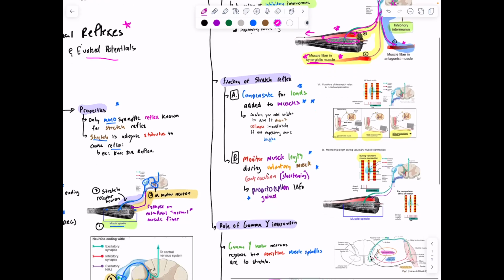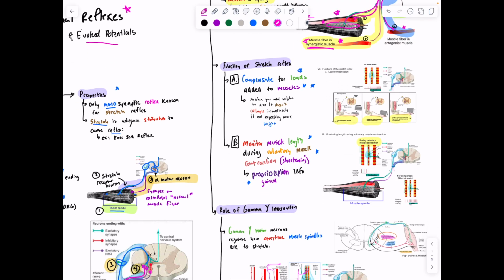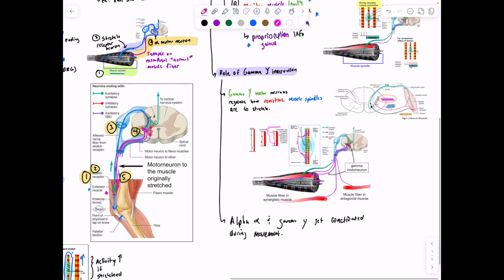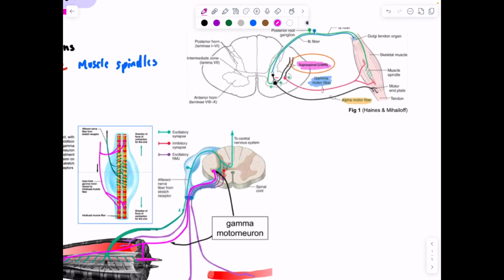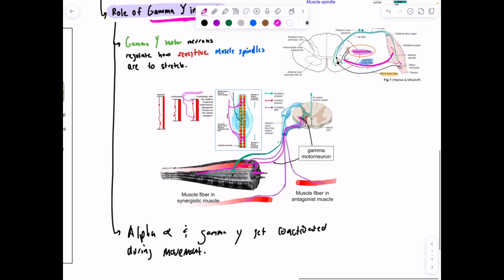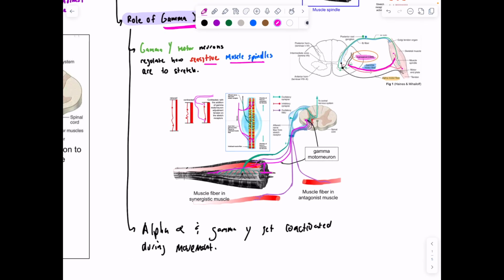All right, so then we have, as we said, we talked about the functions: compensate for loads added to muscles, monitor muscle length. We do have one more component we haven't touched on, just because this is adding a level of detail that we didn't need to know originally, but we actually have these gamma motor neurons in addition. So gamma motor neurons, which you can see here, are attaching to our muscle spindles. And the idea is that they are going to regulate how sensitive muscle spindles are to stretch.